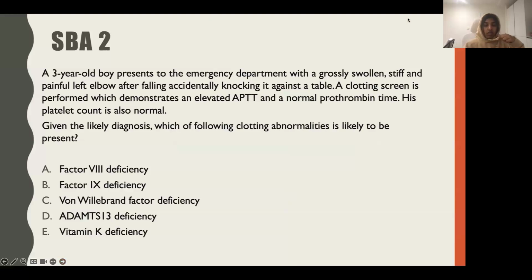Okay, here's our second SBA. A 3-year-old boy presents to the emergency department with a grossly swollen, stiff, and painful left elbow after falling accidentally, knocking it against a table. A clotting screen is performed, which demonstrates an elevated APTT and a normal prothrombin time. His platelet count is also normal. Given the likely diagnosis, which of the following clotting abnormalities is likely to be present?